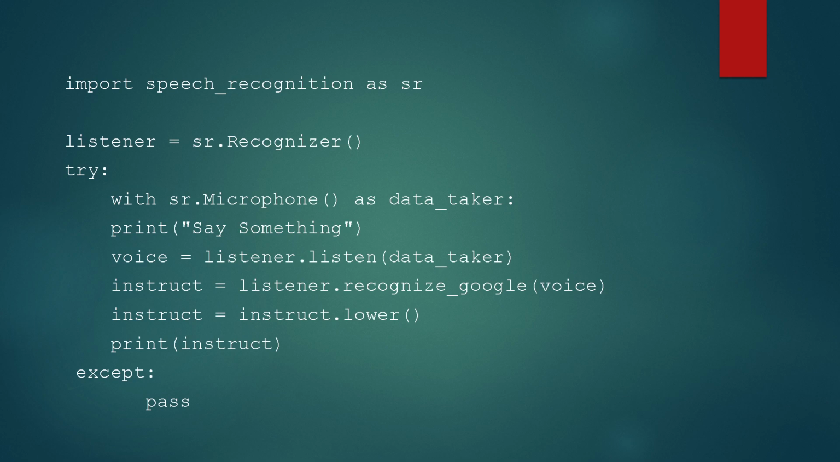instruct = instruct.lower(). Lower is also a simple function that we are using. print(instruct). So instruct will have the data from the Google search. All the data that we have searched will be assigned to instruct, so instruct will contain every piece of data that we need. It will print the instruct. Basically when you say something, that thing will get typed in your tab. This is how it works, except if you don't speak anything, then it will pass.